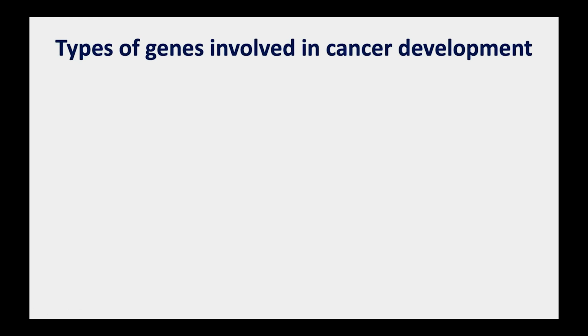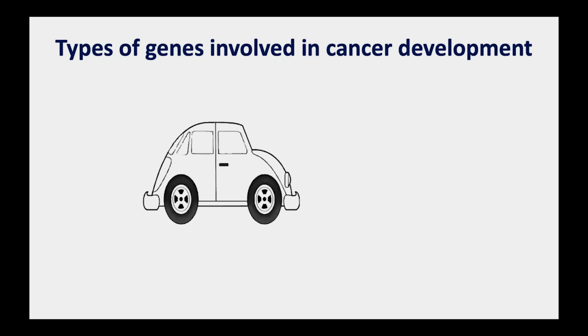I want to give you a visual example of how these genes affect cell proliferation and cancer development. Consider the analogy of a car as a cell. Here's our cute little VW bug. That is our normal cell. Now, normally we have the gas pedal and we have brakes. We need both a gas pedal and brakes to be able to drive safely down the road, right?